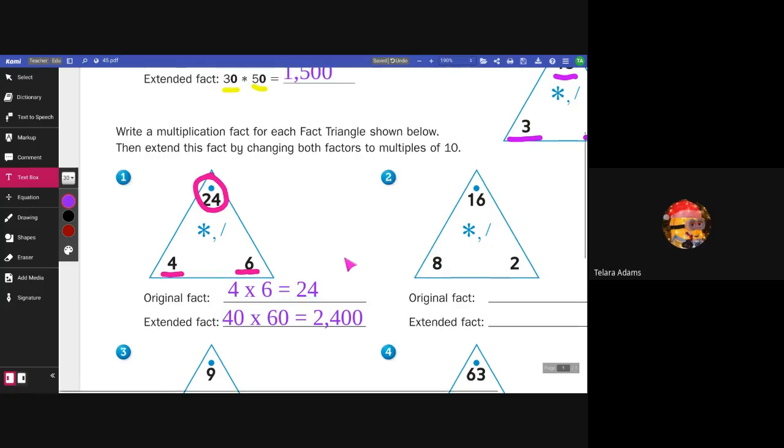Let's keep going. If you need to pause to record number 1, please do so now. It's a really good time to go ahead and do that. I really want you to understand how we determined our original fact, and then we extended it with our powers of 10, our multiples of 10. This number can be divided by 10 evenly. Let's look at number 2.